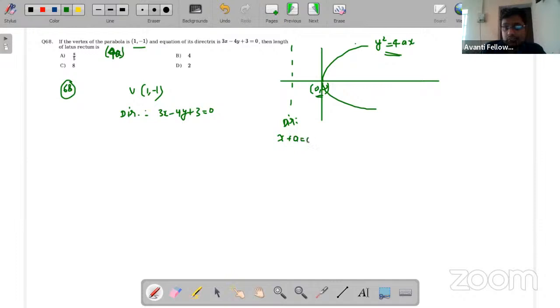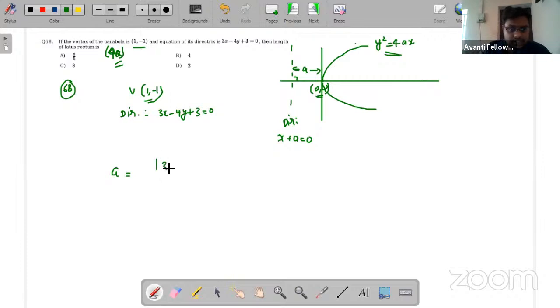For this standard parabola, vertex is 0 comma 0, and the directrix will be x plus a equals 0. Now you can clearly see that this distance is actually a. So if I am able to find the perpendicular distance from the vertex to the directrix, which is a, then I am clearly able to find the length of latus rectum. Here vertex is given as 1 comma minus 1. This is basically the perpendicular distance formula from a point to a line, which I have earlier discussed. The distance was modulus of ax1 plus by1 plus c upon root over a square plus b square. We'll find that distance, and put it equal to a.